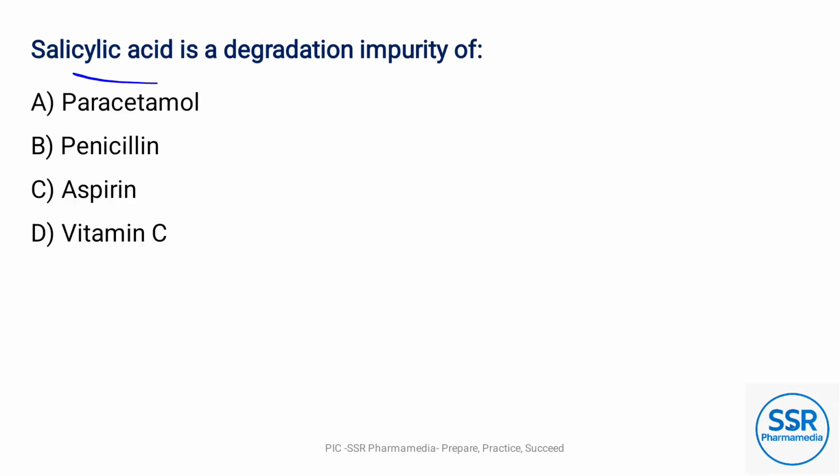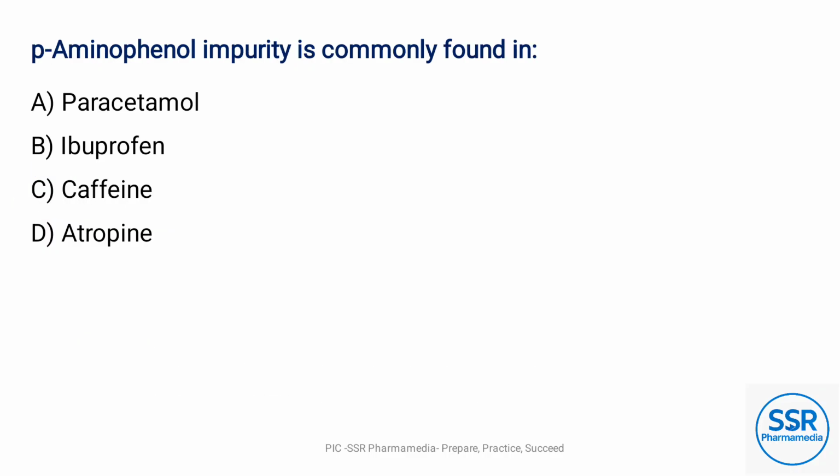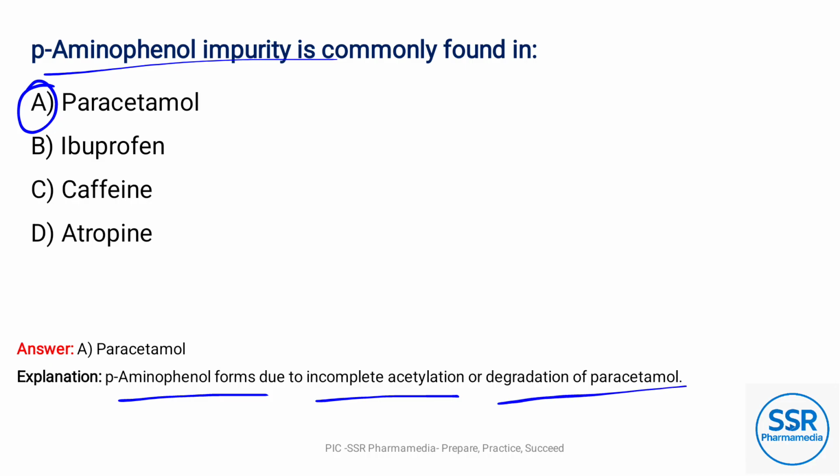Moving to the questions. Salicylic acid is a degradation impurity of, so option C is the answer, aspirin. So aspirin hydrolyzes into salicylic acid and acetic acid in the presence of moisture. Para-aminophenol impurity is commonly found in, so option A is the answer, paracetamol. Para-aminophenol forms due to incomplete acetylation or degradation of paracetamol.